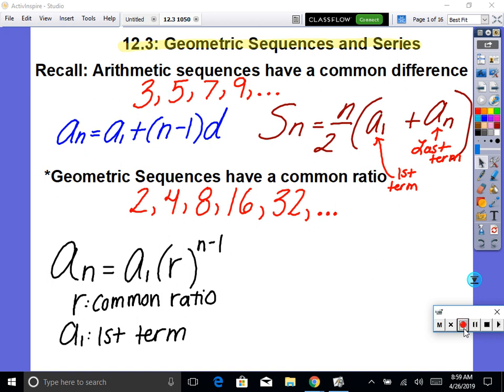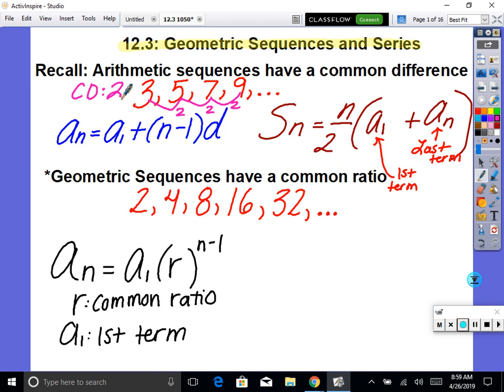Okay, so last time, recall, because it's going to be a lot of similar stuff, just different formulas. Last time we did arithmetic sequences, and what makes them arithmetic is they have a common difference. Remember, how we find that is we work backwards. We do 9 minus 7, which is 2. 7 minus 5, which is 2. 5 minus 3, which is 2. Therefore, our common difference is 2, so we're adding 2 to get from one term to the next.